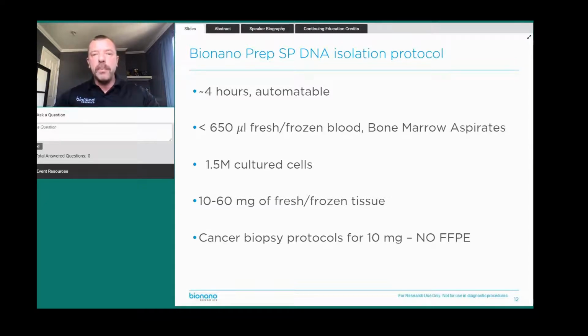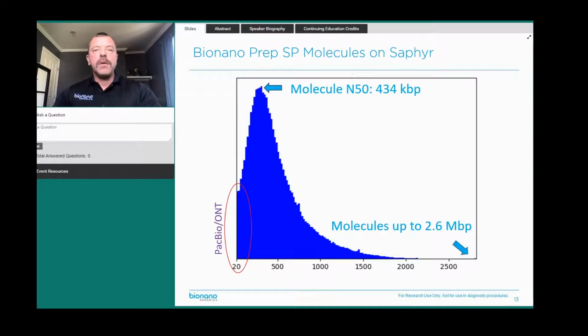We can work with bone marrow aspirates as well. We can work with culture cells, 1.5 million, or we can work with as little as 10 milligrams of fresh or frozen tissue. That could be a cancer biopsy. Now, keep in mind that we cannot work with FFPE-treated cancer samples because the DNA is just too fragmented there. Now, the molecules that we collect with this method are extremely long.